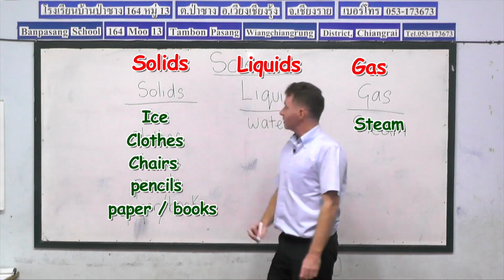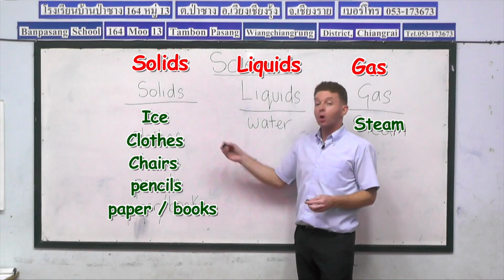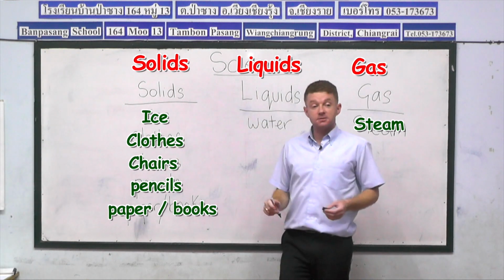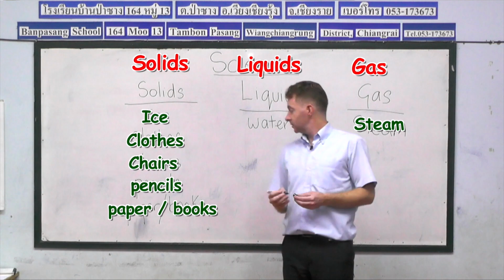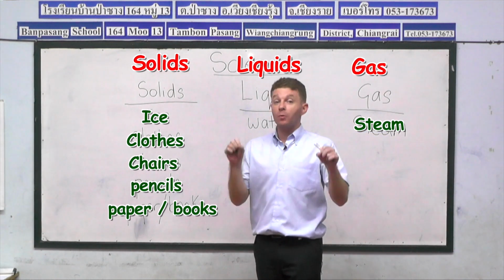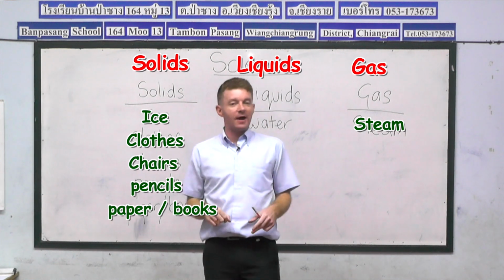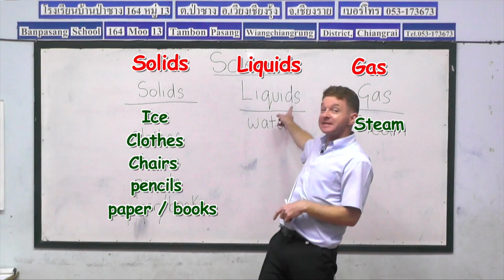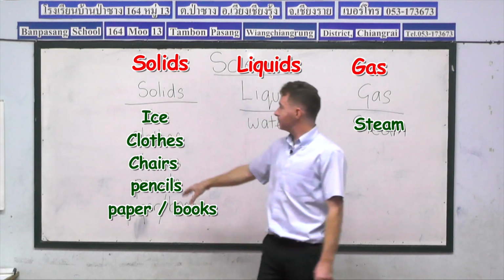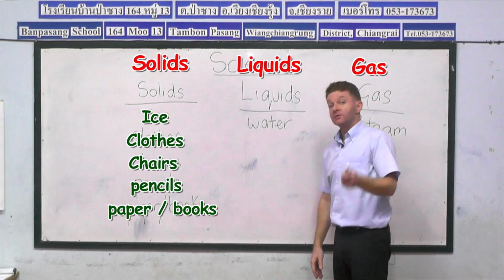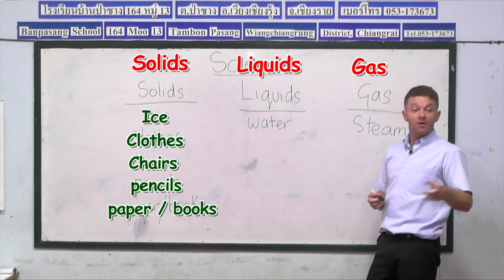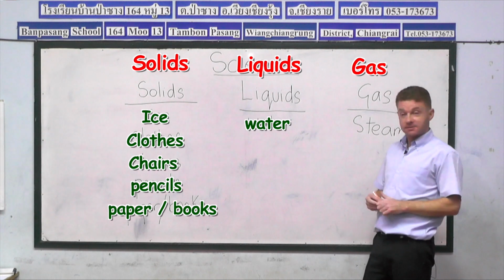Yes. We've got ice, clothes, chairs, pencils, paper, and books. Anything solid that we can touch without getting wet, because if we get wet, it's liquid. Tables, chairs, clothes, are all examples of solids. So now, who can give me some more examples of liquids like water? Coffee and orange juice, yes.